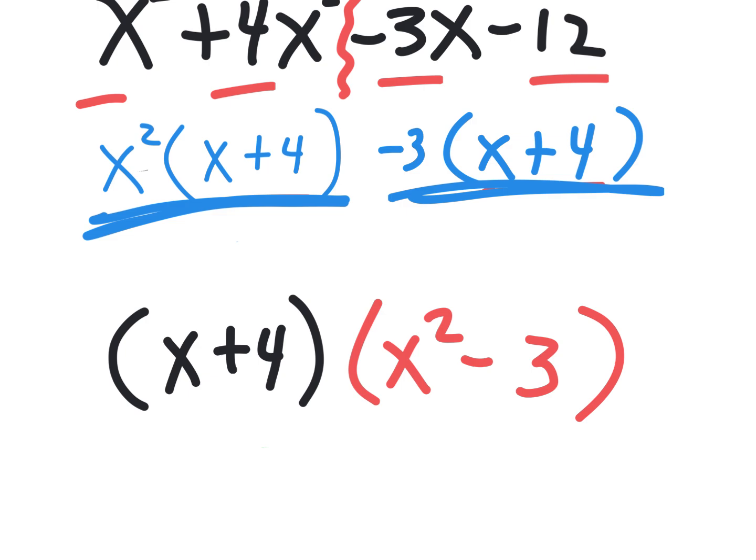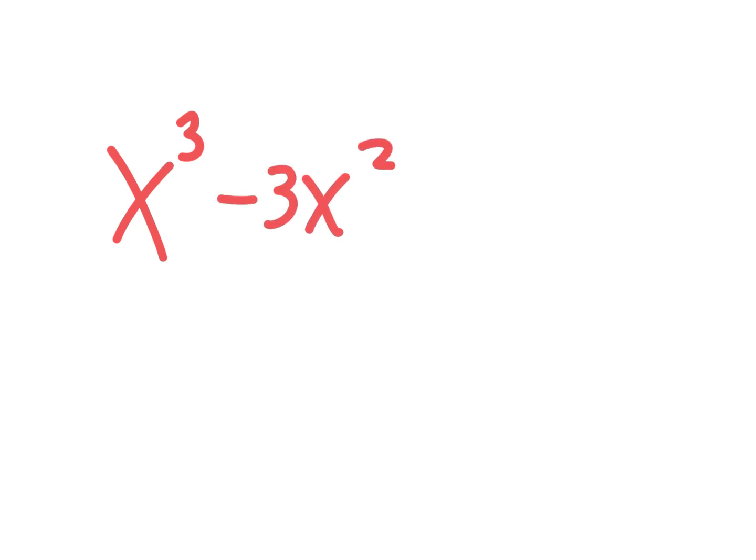All right, let's do another one like that. Except this time, you've been taught how to do it, so hopefully you can figure out what the answer is without me having to coach you through it. All right, this one is x to the 3rd minus 3x squared plus 2x minus 6.